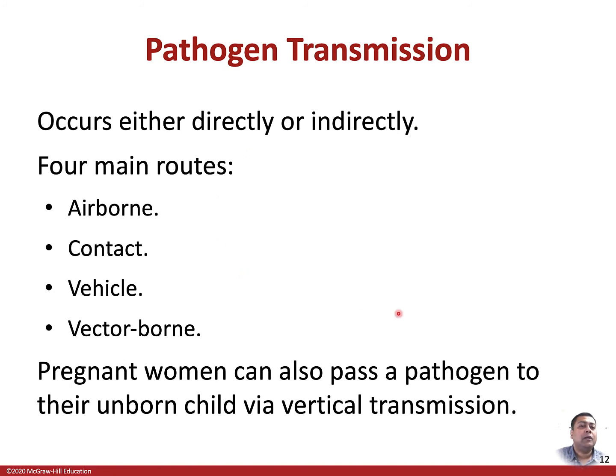So next we are looking at pathogen transmission, very straightforward. It occurs directly or indirectly, and there are four main routes. We're going to see the airborne, contact, vehicle, and vector-borne. Also, pregnant women can pass a pathogen to the unborn child, and this is known as vertical transmission, or mother to fetal transmission.